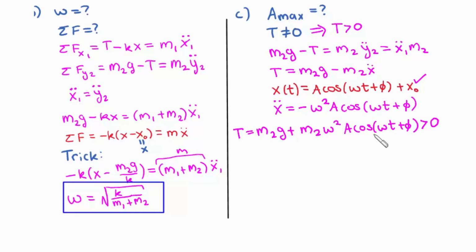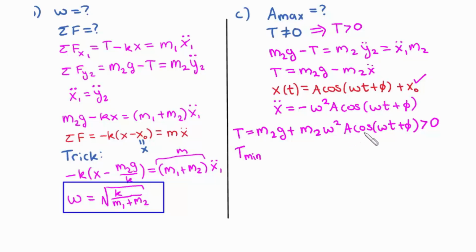An easy way is to work out what my minimum tension is, T min. If my T min, my minimum tension, is bigger than 0, then any tension that is bigger than my minimum tension, so any other tension, will also therefore be bigger than 0. That way my tension will always be bigger than 0 no matter what value for small t, for time, I plug in over here.